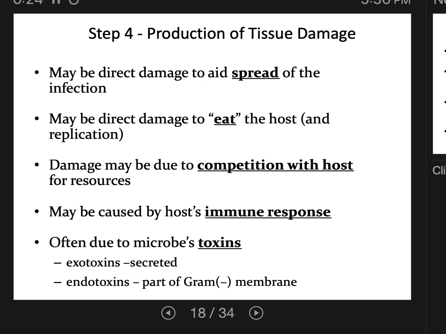They are using organic molecules for both energy and building material. Those organic molecules are coming from your body, so technically these microbes are eating you, and that's going to cause some tissue damage. Competition with the host for resources.